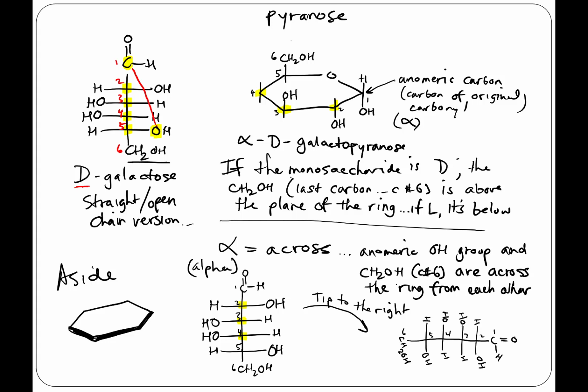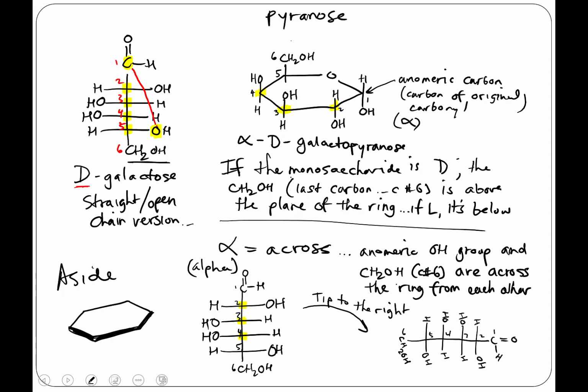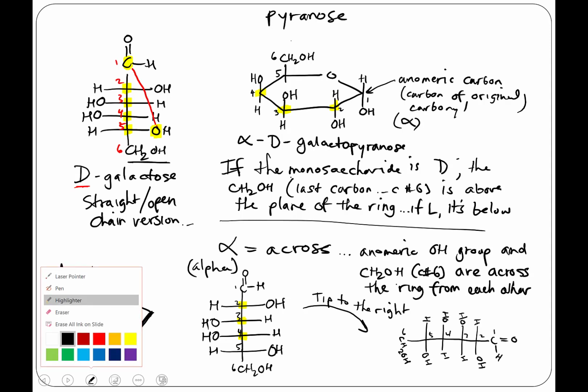Same thing with carbon number 4. 5 and 6 and 1 are already accounted for, right? The only other one that's outstanding is 4. The OH group is pointed up, okay? And again, the hydrogens go in the other places, right? The hydrogen at 2 is up, the hydrogen at 3 is down, and the hydrogen at 4 is down as well.